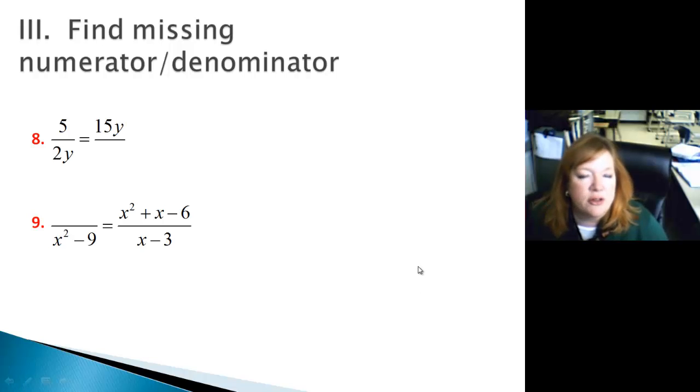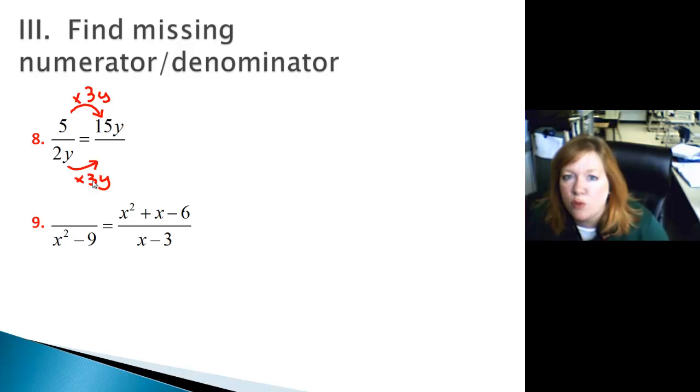Part 3 of your assignment is going to be to find missing numerators or denominators. What you have to do is say, how do I go from the 5 to the 15y? So what did I multiply by? Well, I multiplied by 3y. I have to multiply the denominator by the exact same thing to keep these fractions equal. 3y over 3y is 1. Any number times 1 is itself. So this ends up to be 6y squared, and that's your answer.